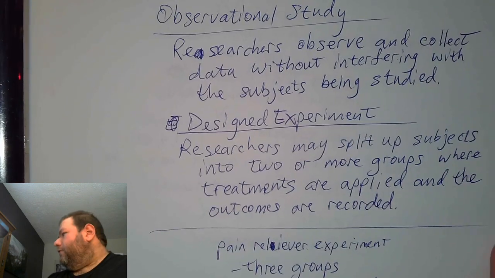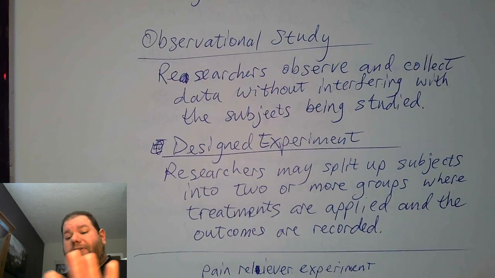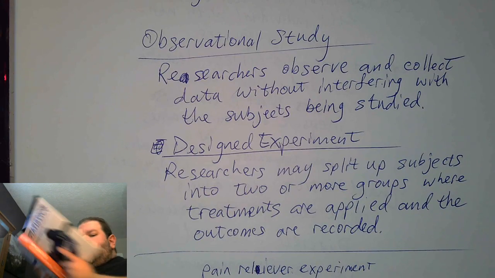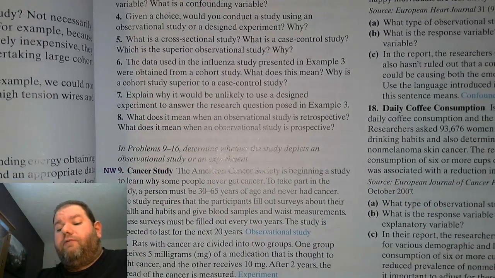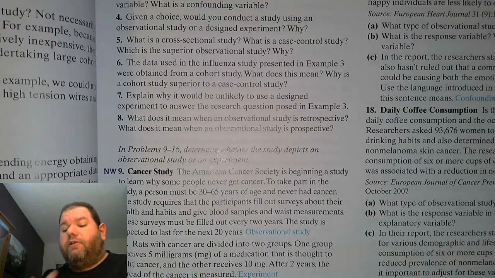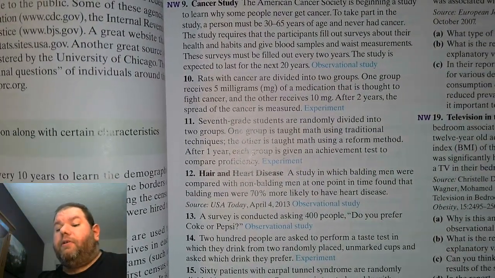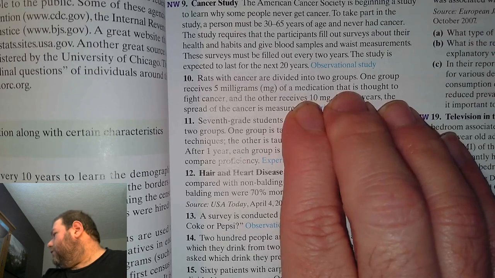So going back to our observational study and our designed experiment, we have a set of questions that are basically, they want us to read the question and determine which one it actually is. And so we'll look at some of these even problems. Okay.